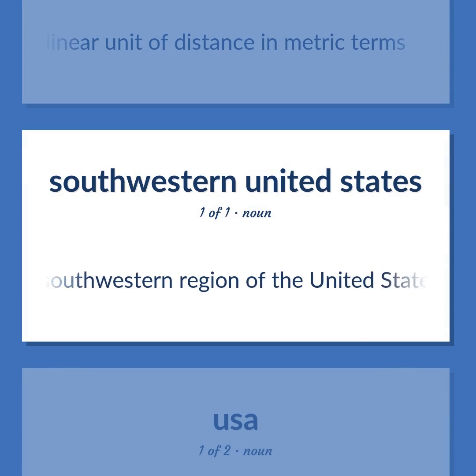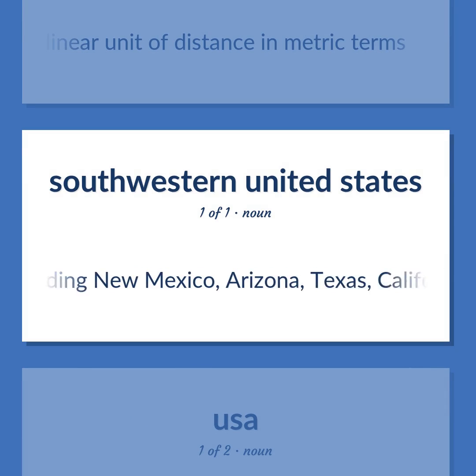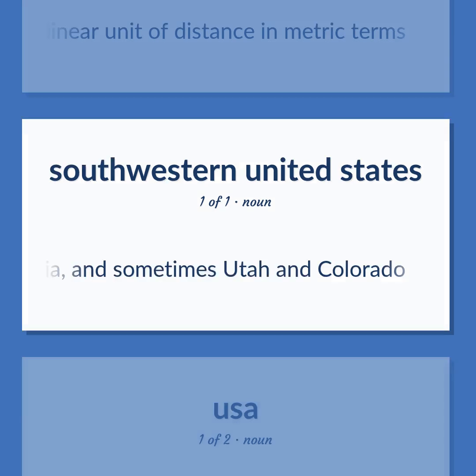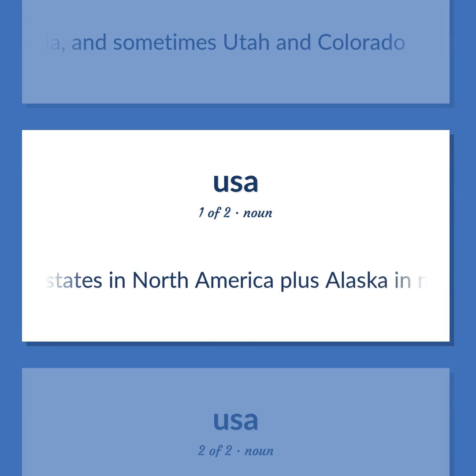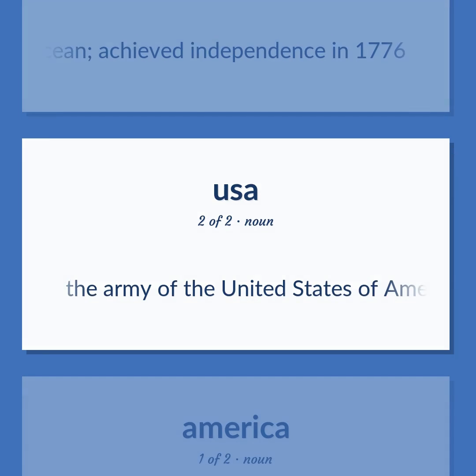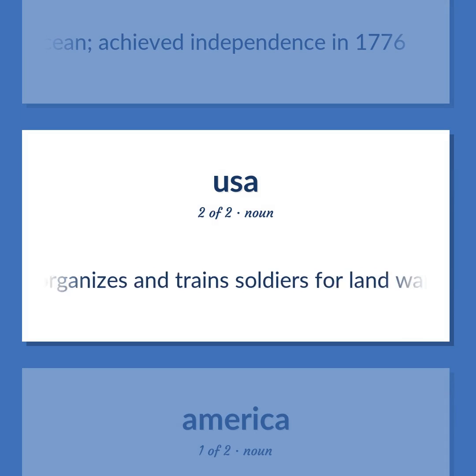The southwestern region of the United States, generally including New Mexico, Arizona, Texas, California, and sometimes Utah and Colorado. North American Republic containing 50 states, 48 conterminous states in North America plus Alaska in northwest North America and the Hawaiian Islands in the Pacific Ocean. Achieved independence in 1776. The Army of the United States of America. The agency that organizes and trains soldiers for land warfare.